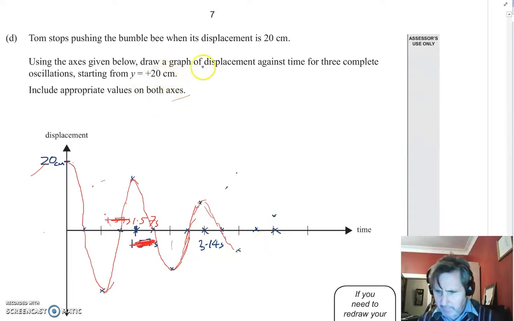I have a funny feeling I have missed this bit here. Let's just do that through there, just to make sure that I go back to the start again. So that's 1, 2, 3 complete oscillations.